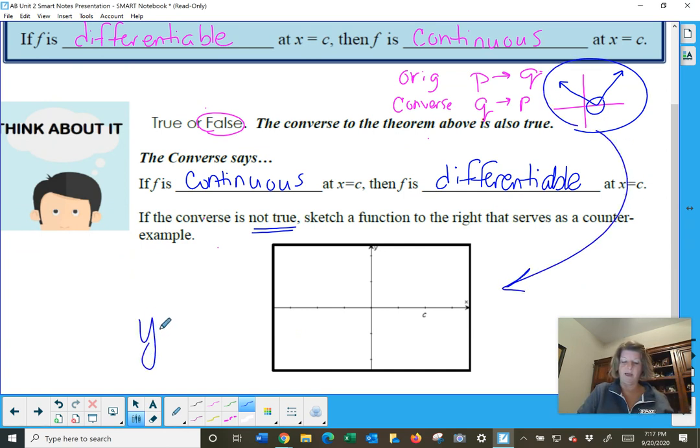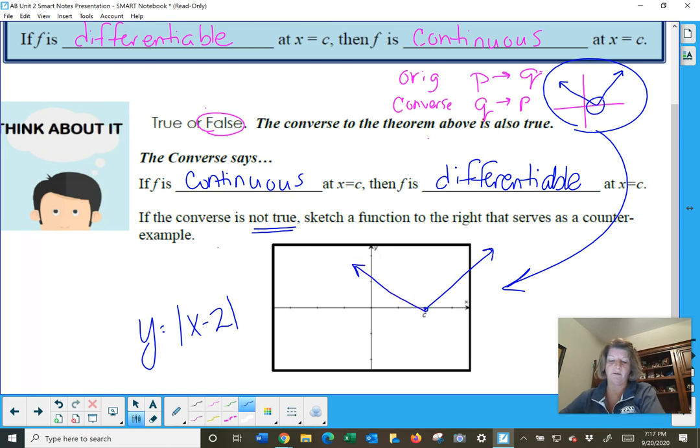Let's say it's y equals the absolute value of x minus 2. So we're going to have the corner at 2 right there, with slopes of -1 and 1 on the left and the right. The contrapositive is true, which says, do you have a spot? You do have a spot you could put this on.